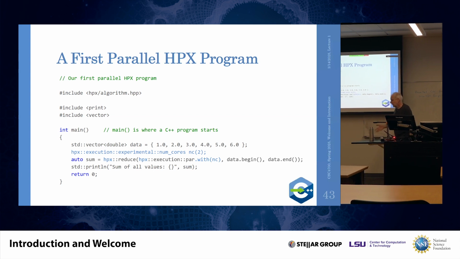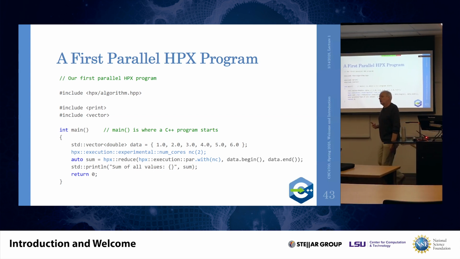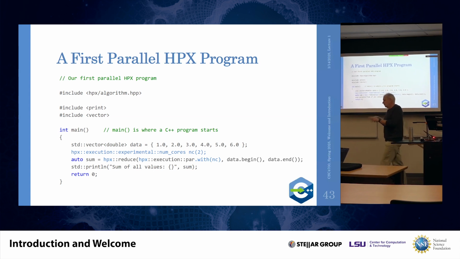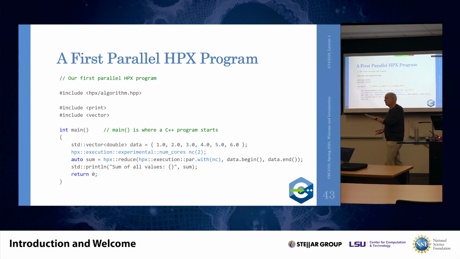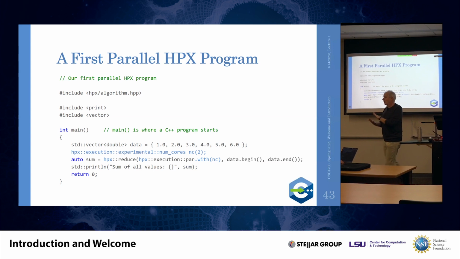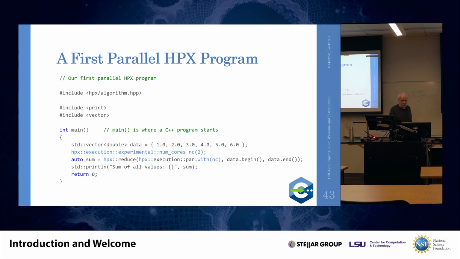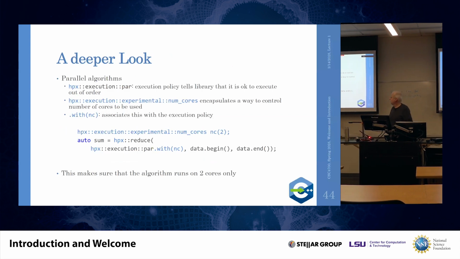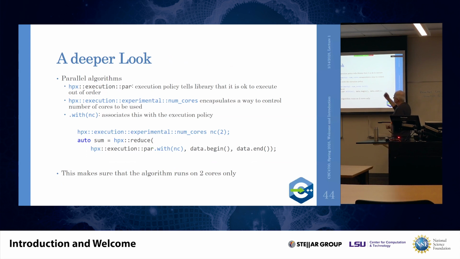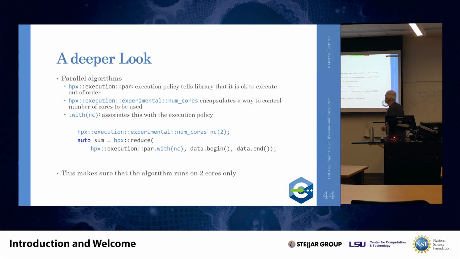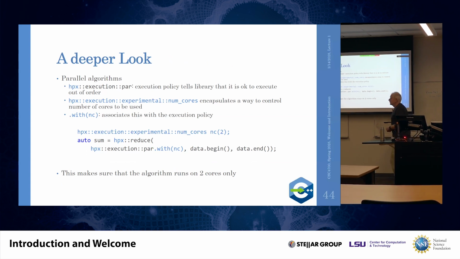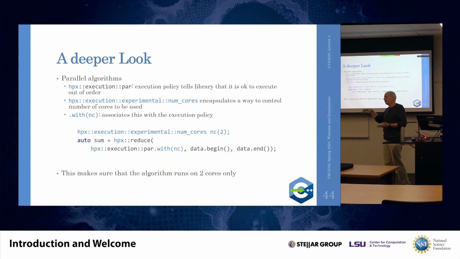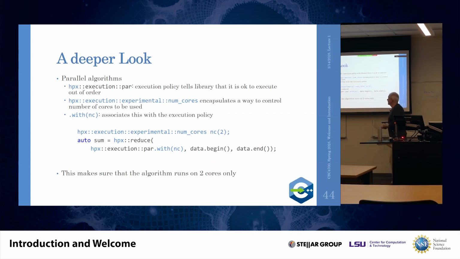We will come back to HPX over and over again over this course, because it will give you the means to support all the different types of parallelism you have available in your system from a single API, from a single way of doing things. Okay. So the HPX execution policy is the same execution policy. It tells the library that it's okay to do things out of order. And the numCores thing encapsulates a way to control the number of cores. Just an example. There are many other things you can control, but this is one simple example.